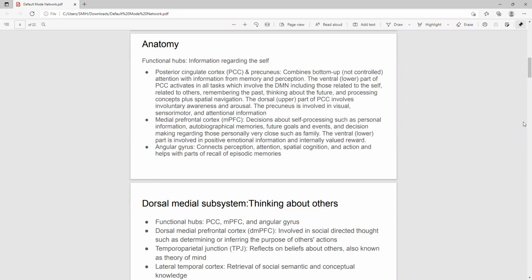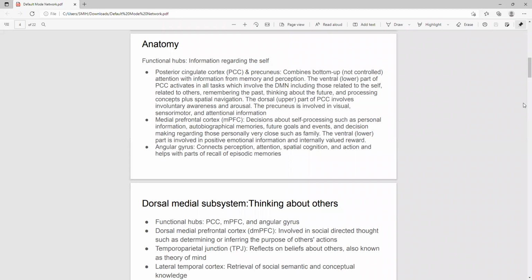The first one is the posterior cingulate cortex and precuneus, which combines bottom-up, which is not controlled, attention with information from memory and perception. The ventral part, which is the lower part of the PCC, activates in all tasks which involve the DMN, including those related to the self, related to others, remembering the past, thinking about the future, and processing concepts, plus spatial navigation. The dorsal part of the PCC involves involuntary awareness and arousal. The precuneus is involved in visual, sensory, motor, and attentional information.